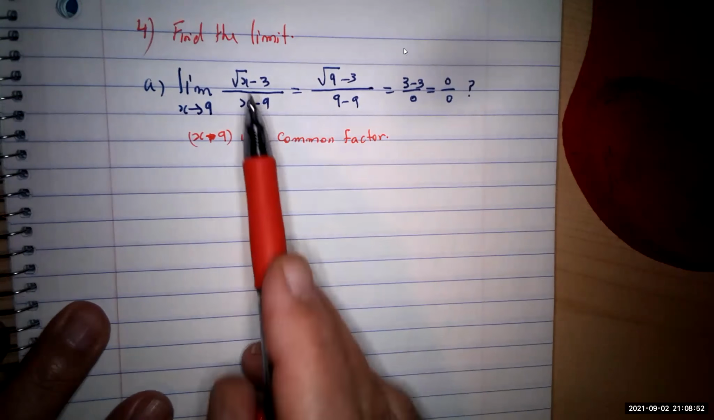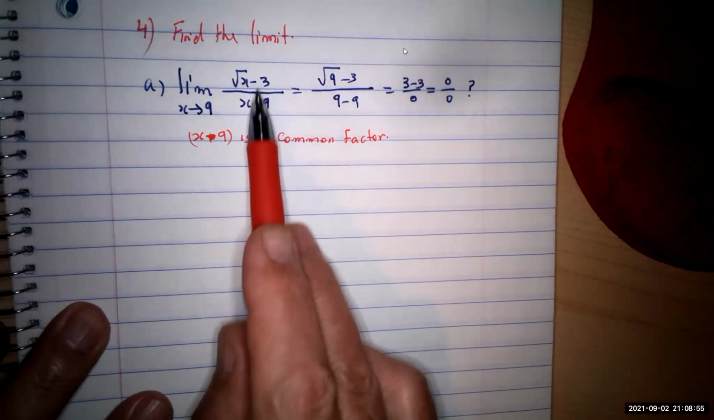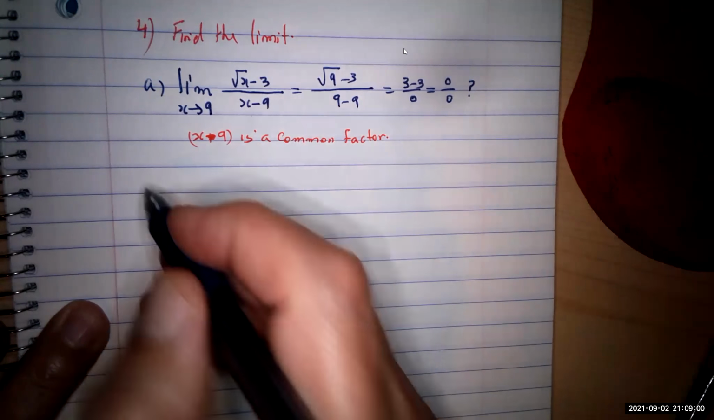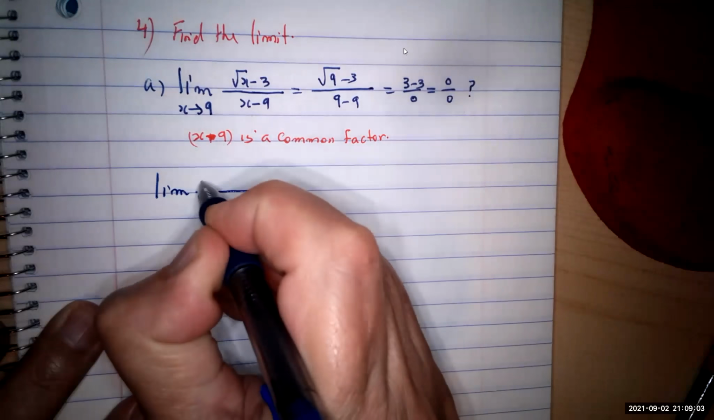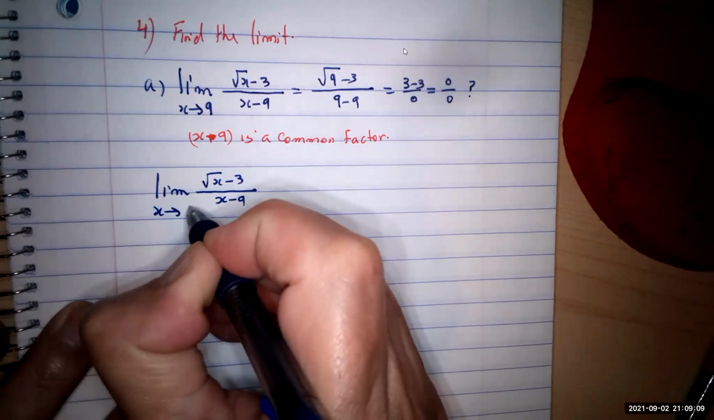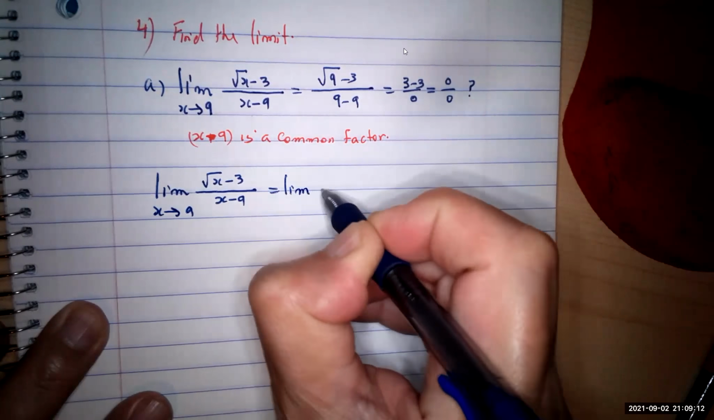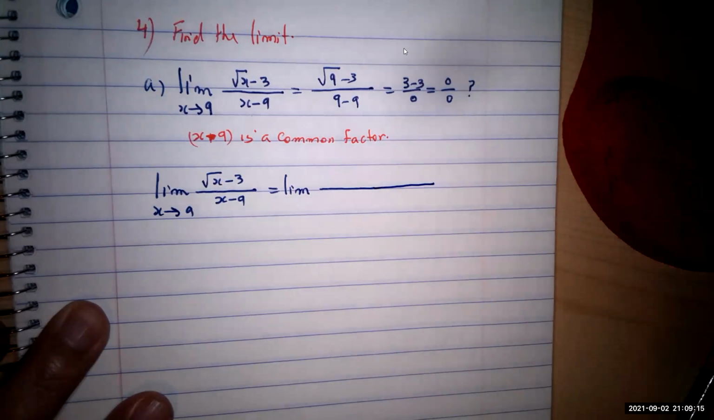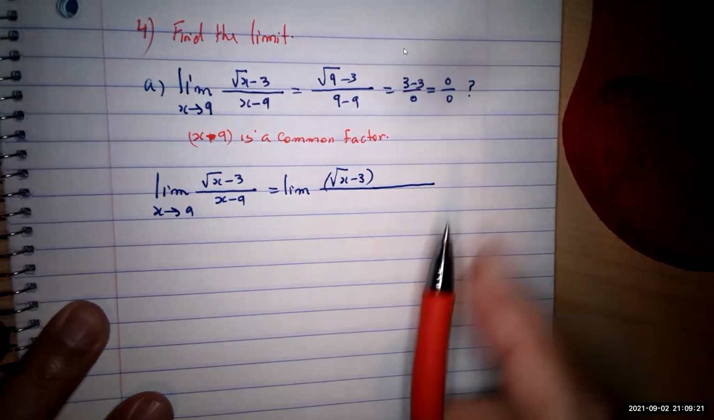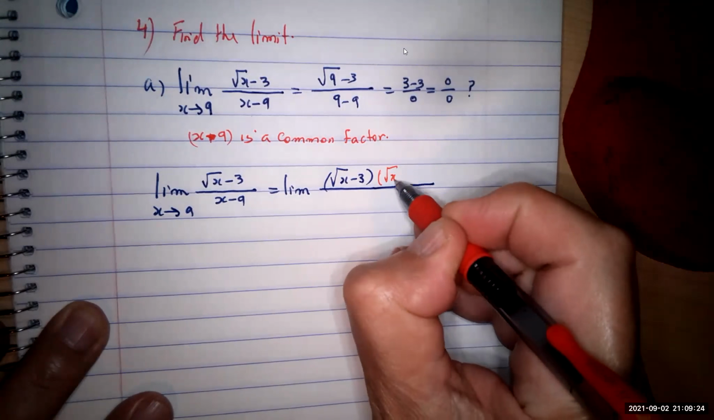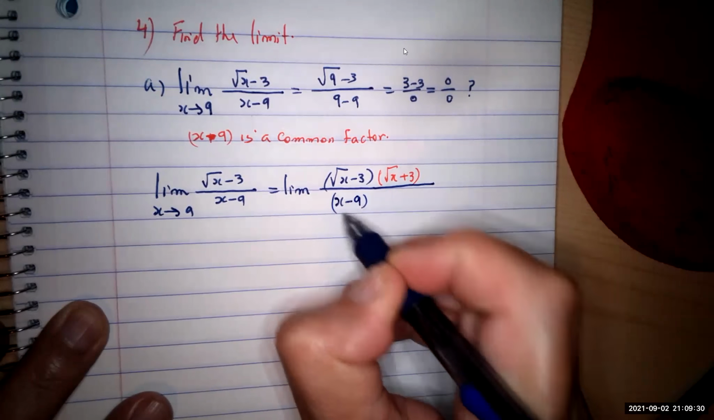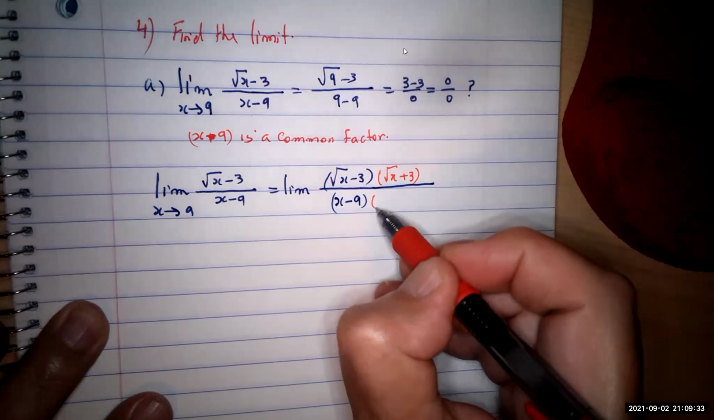We talked about it. Since there is a radical over here, you multiply the top and the bottom by the conjugate of the radical expression, a little bit of algebra. So we have to start over. It's radical x minus 3 over x minus 9. I repeat it. So it's going to be equal to the limit of, you multiply the top and the bottom by the conjugate of the top. The conjugate means you just change the middle sign. So that's radical x plus 3. You do the same thing to the denominator: x minus 9 times radical x plus 3.